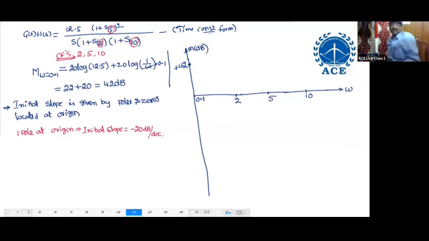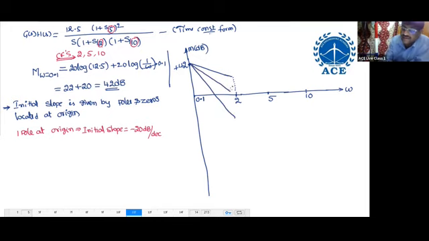Now start drawing the plot. It should start with the initial slope of minus 20. Draw a line of minus 20, starting with the magnitude of 42 at 0.1, because we got the magnitude 42. Draw a decay line up to the first corner frequency. Either you draw it like this or like this.